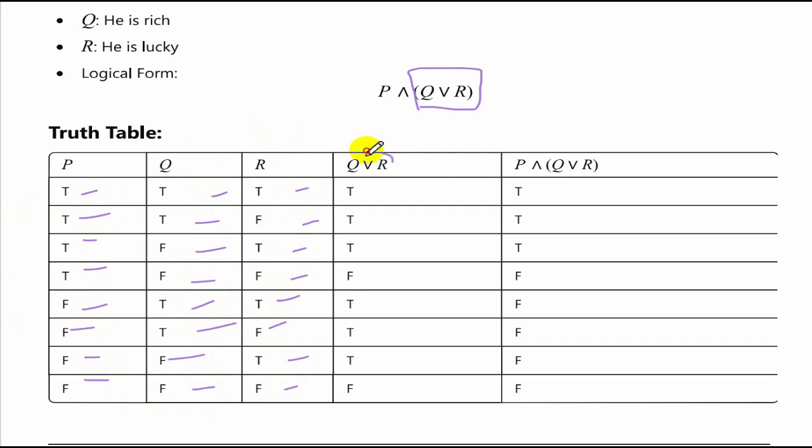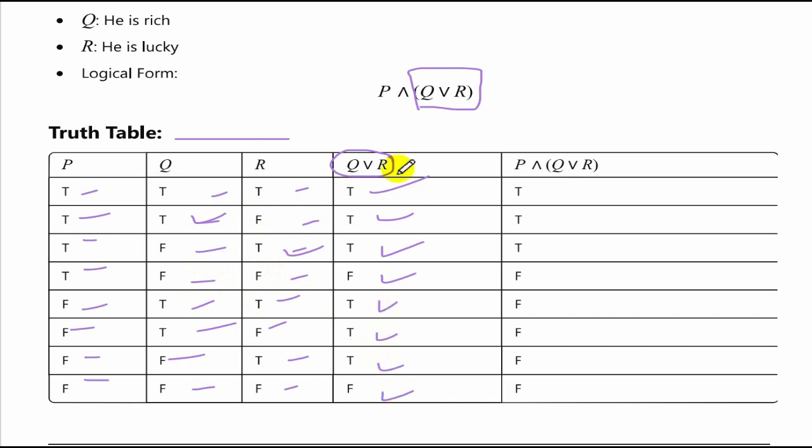Okay. Now we have to do Q or R, Q disjunction R. In this, we are looking at these two columns. If any of them is true, then just write true here. So here there is a true, so we write true. Here there is a true, we write true. Here both are false, so we write false, because we need at least one to be true. Again, true, true, true, and false.